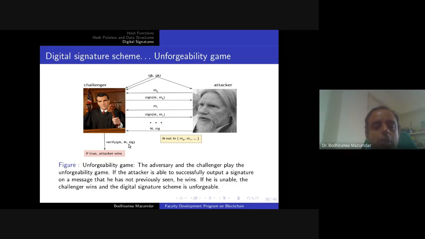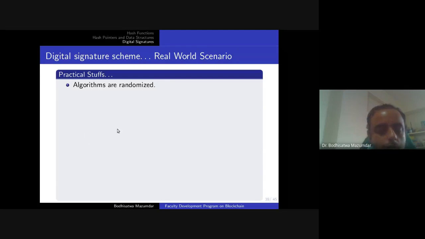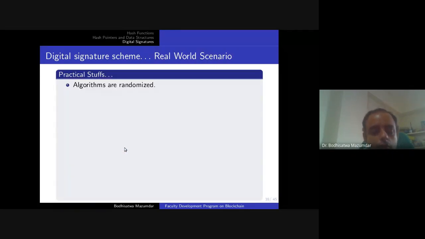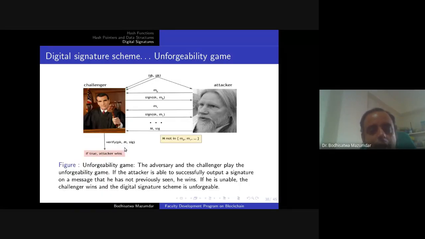In the security notion, it is said that the probability of this verify function returning true should be infinitesimally small, negligibly small. That is when you say that this digital signature satisfies the unforgeability property.